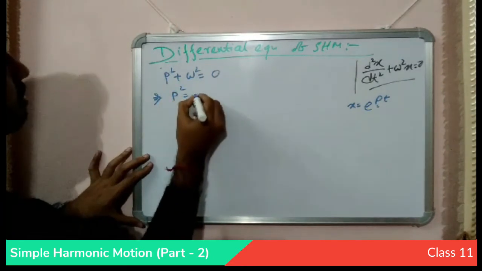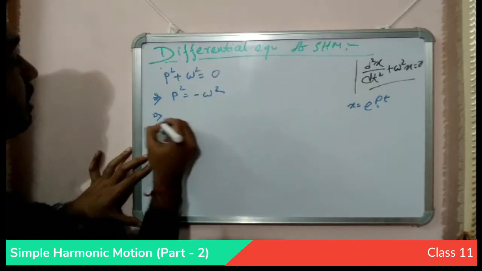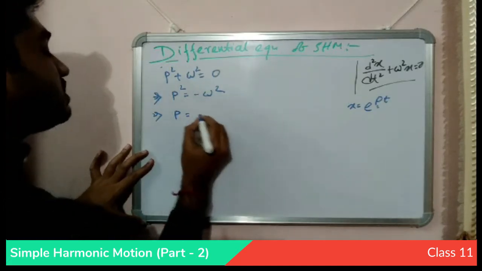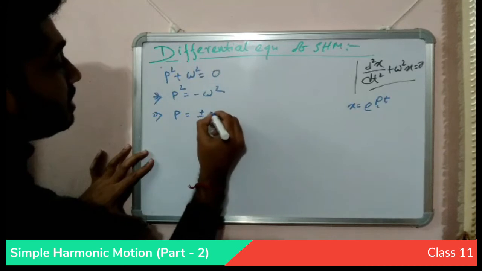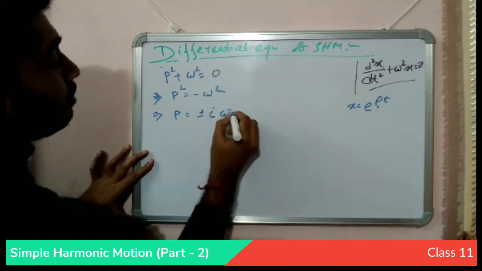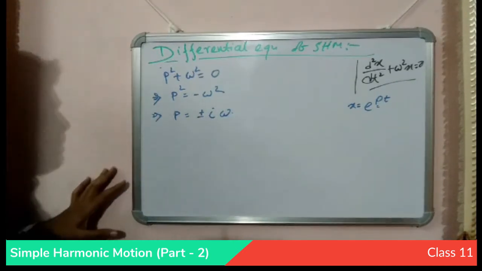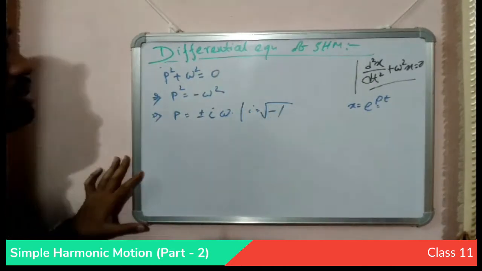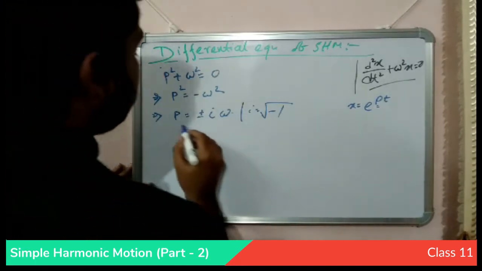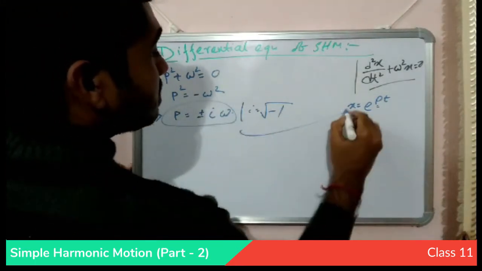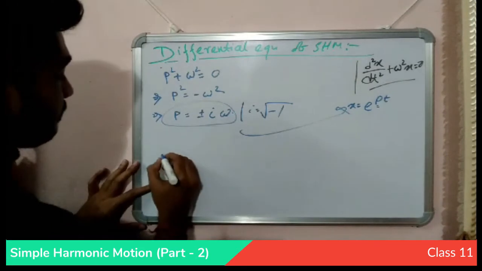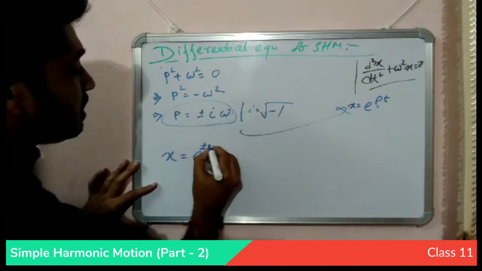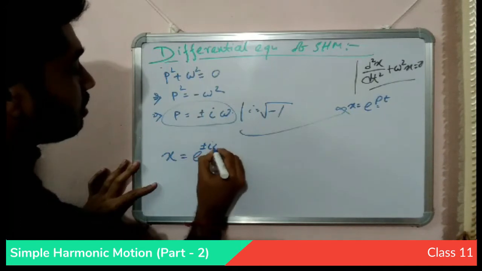So p square is equal to minus omega square, and square rooting both sides, p is equal to plus minus i omega, and you know i is equal to root over minus 1, that is an imaginary number. So putting this solution in, what do we get? x is equal to e to the power plus minus i omega t.